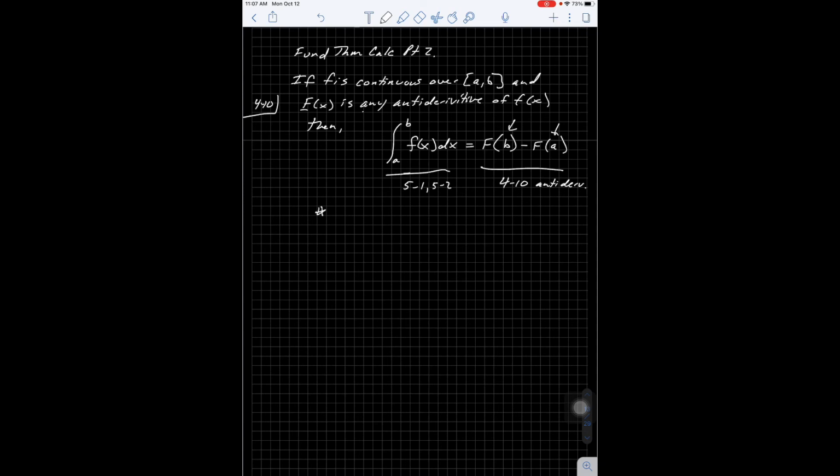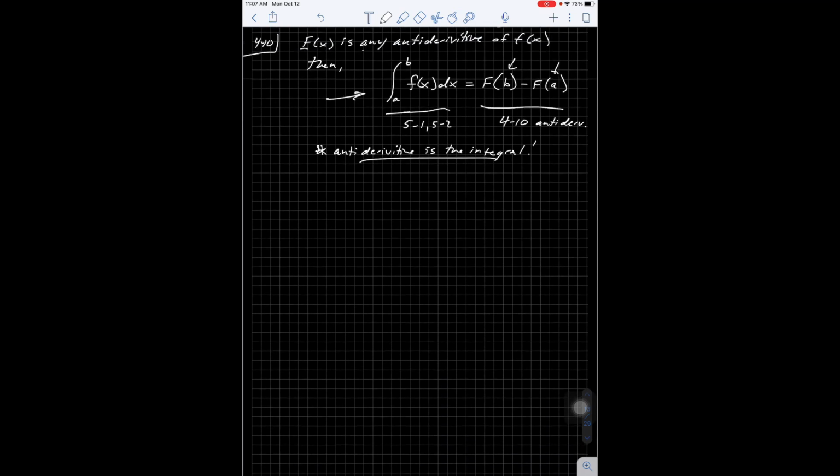So what this is saying in English is, guess what? The antiderivative is the integral. Yay. All right. So what we're going to do is we're going to live here for the rest of the course and say, how do we calculate these? What are some techniques? All right. So let's start at the beginning with something that's just kind of straightforward.